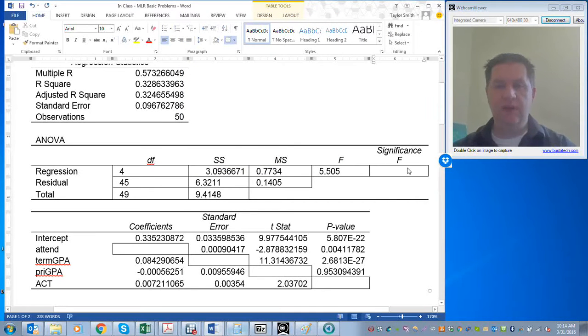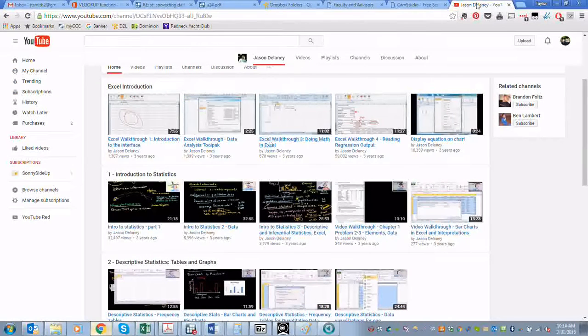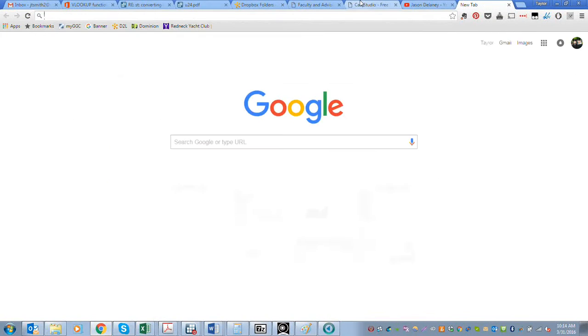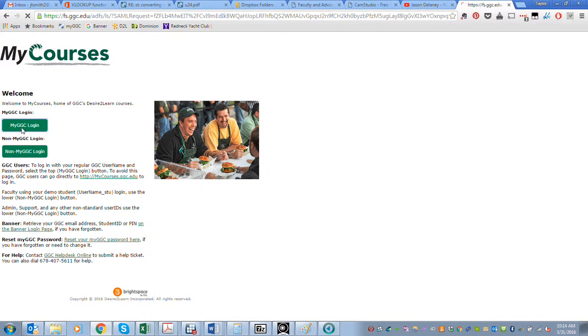Now, significance of F, this is basically the p-value of the F statistic. So we need to use the F table to get that. So we're going to go pull up an F table. Let's see if I have one pulled up here. I don't. Let's go out to D2L. We'll go into our class here.